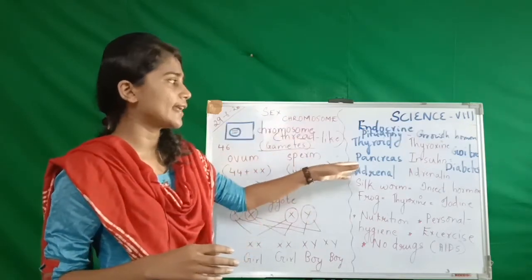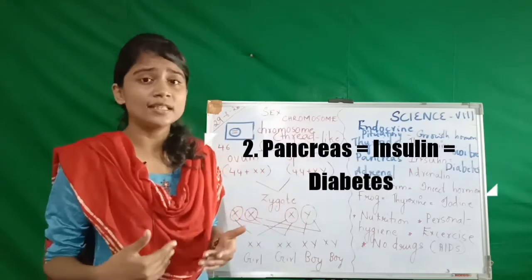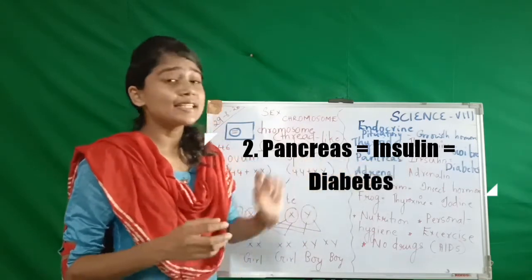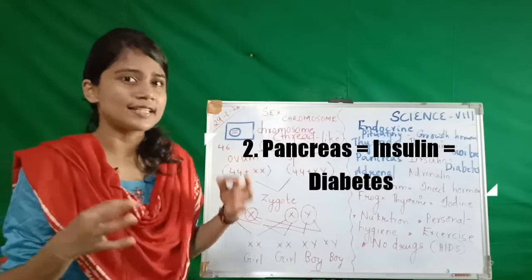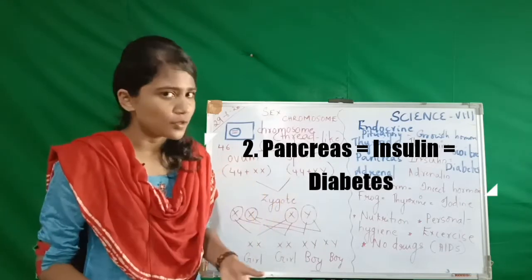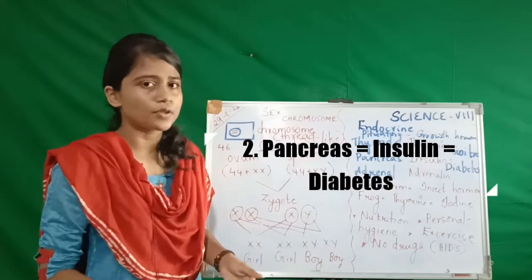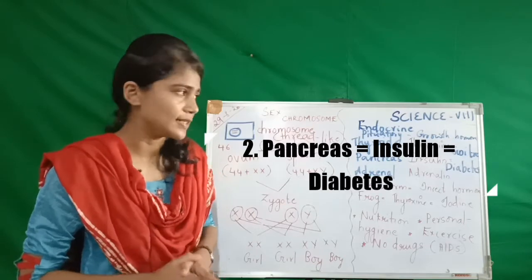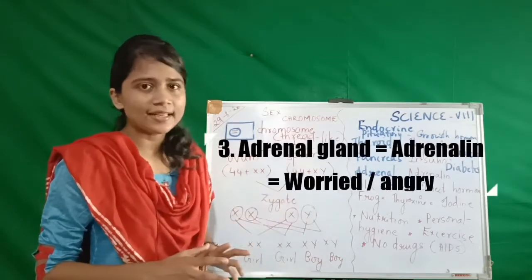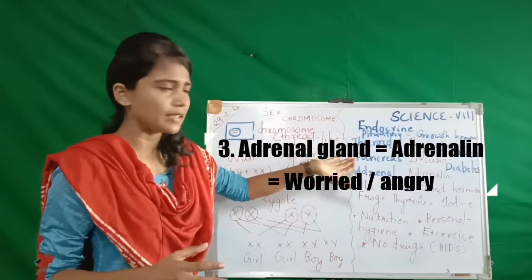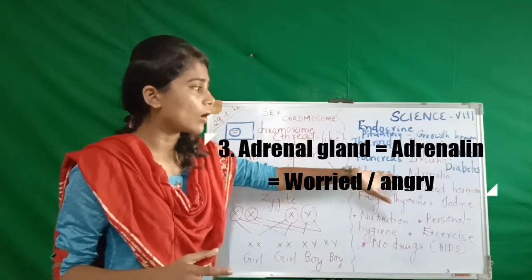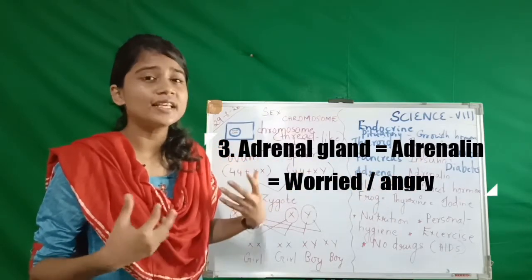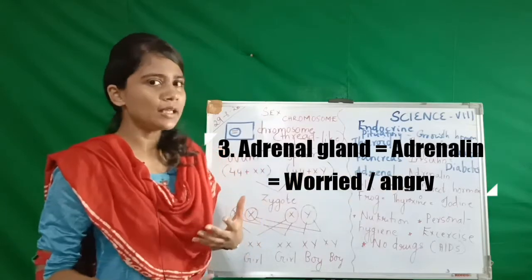Now the second endocrine gland is the pancreas. It is seen near the stomach region, and the pancreas produces a hormone called insulin, and this insulin maintains the sugar level inside our body. If the pancreas doesn't produce insulin, then that person will have a disease called diabetes. Now the third one is the adrenal glands. Adrenal glands are seen near the pancreas, and they produce a hormone called adrenaline, which is formed when we are worried or when we get angry.